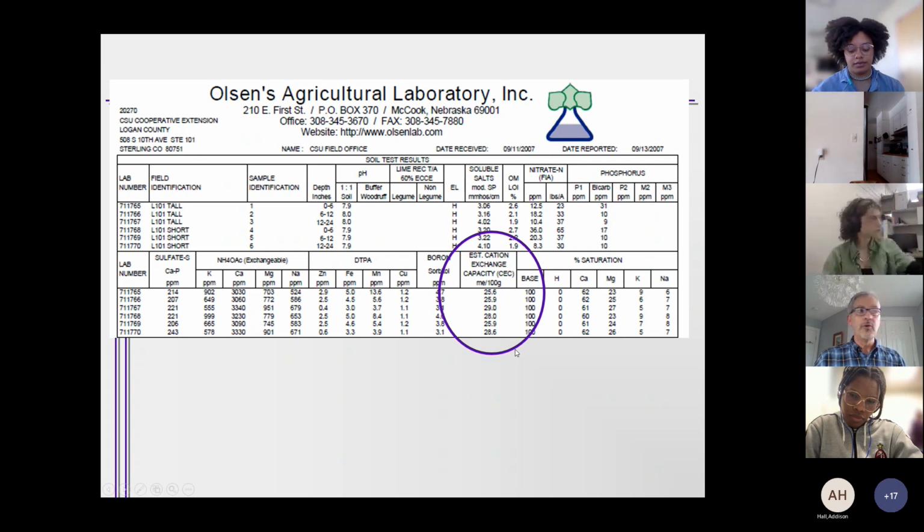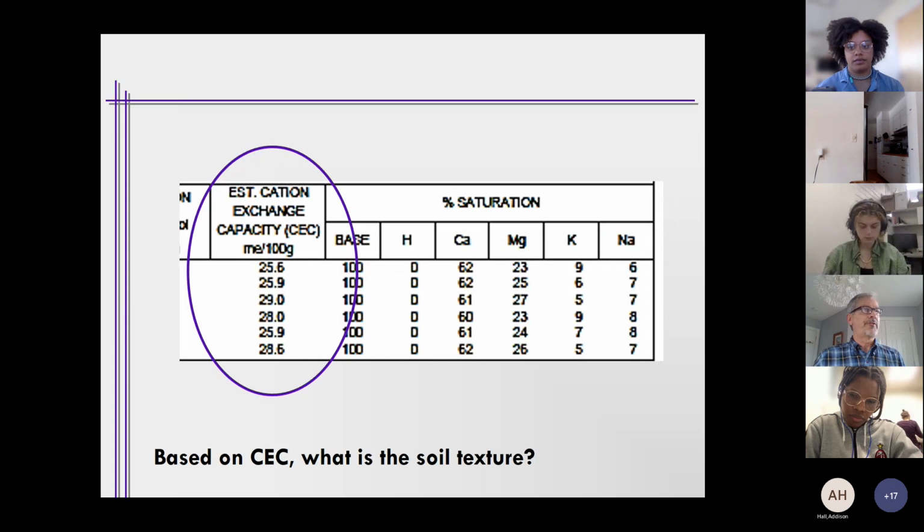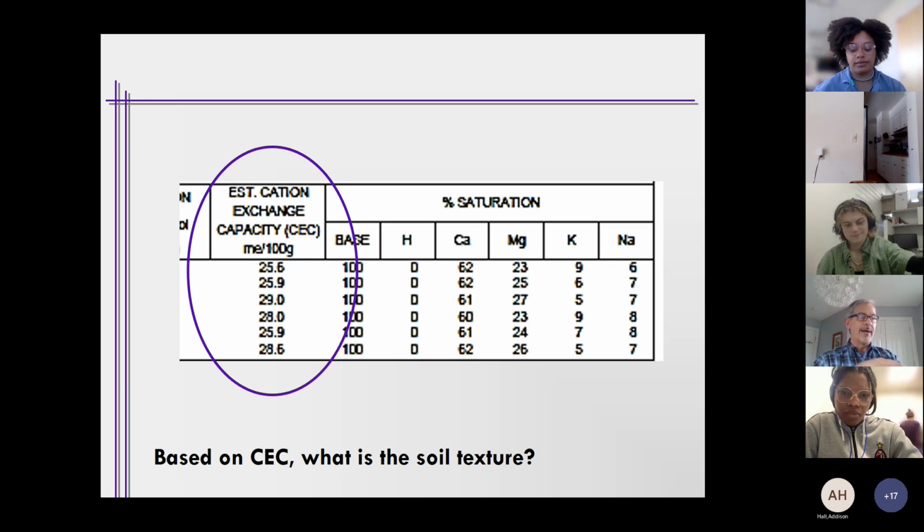If I zoom in on the cation exchange capacity column and the units, it's hard to read, but it's milliequivalents per 100 grams. That's the unit by which most people express CEC. We're going to learn what that means, and we'll probably get to it today. But let's just take a look at the numbers themselves. These numbers, 25.6, 25.9, 29, 28, float around between 25 and 30 milliequivalents per 100 grams.